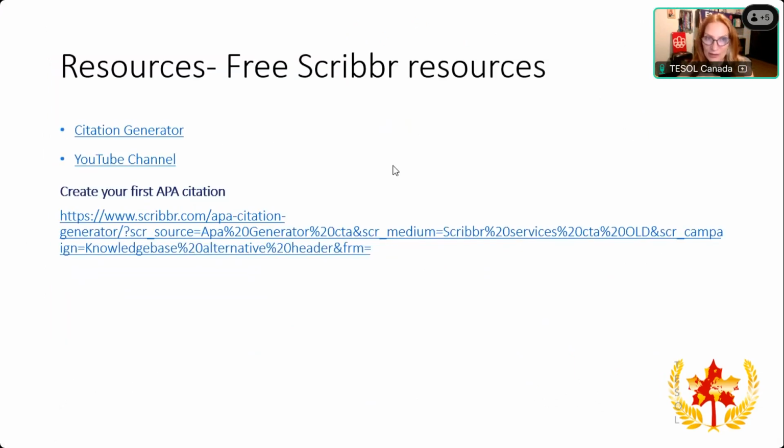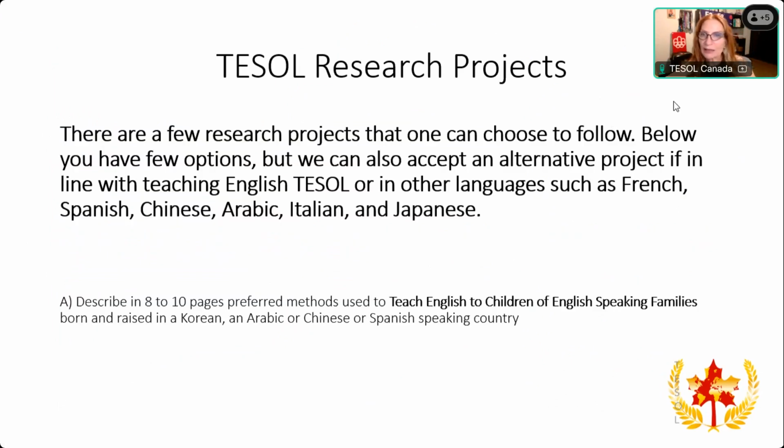Here are some sources. For the APA citation, that's going to be helpful for you guys. And there's the citation generator. This is so helpful because you just put in the info and it will generate the citation in the APA format. And there are other formats as well, Vancouver and so on. Now, the TESOL research projects, there are a few research projects that you can choose from.